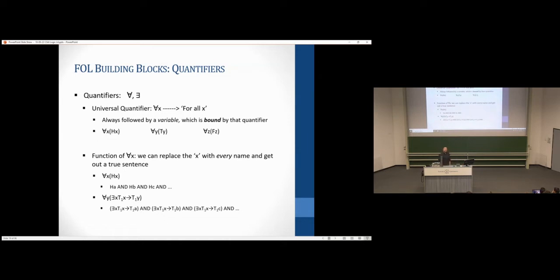So what's the function of the universal quantifier? Again, it's that we can replace the associated variable with every name, with every object, and get out a true sentence. So effectively, the universal is a bit like a giant conjunction. If we have for all x, each x, it's a bit like saying A's an H, and B's an H, and C's an H, and D's an H, and so on for every single object. And note, it's a conjunction because it's got to be for all. Everybody gets in.